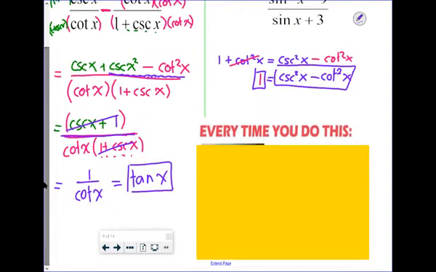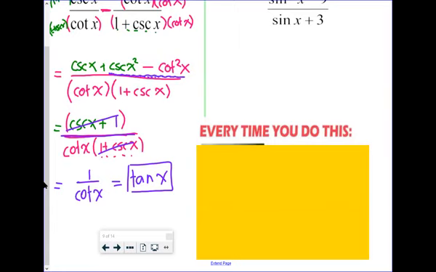Sometimes they tell you you've got to leave your answer in terms of sine and cosine. Okay. That was just my thinking on the previous question.